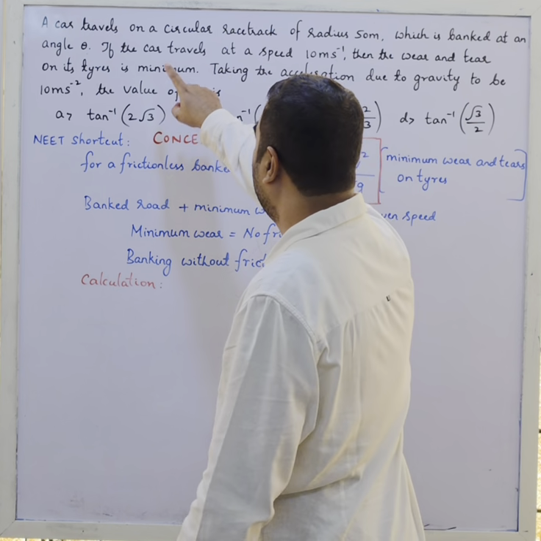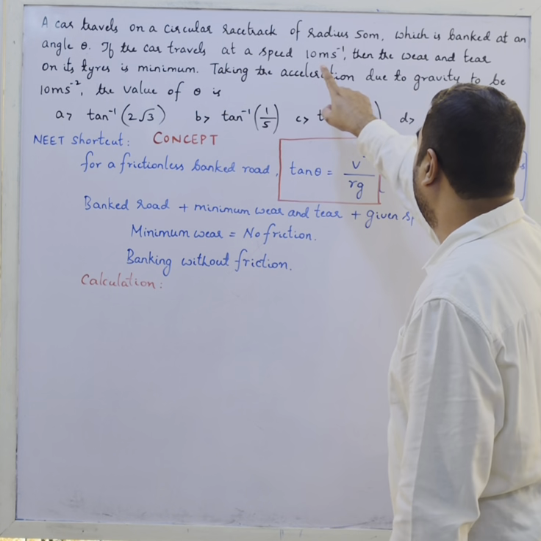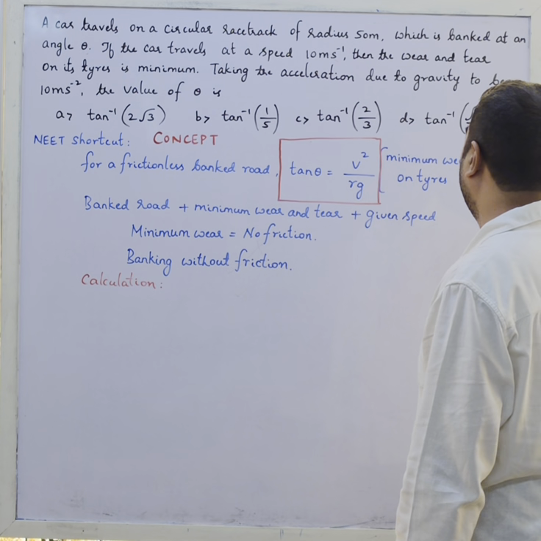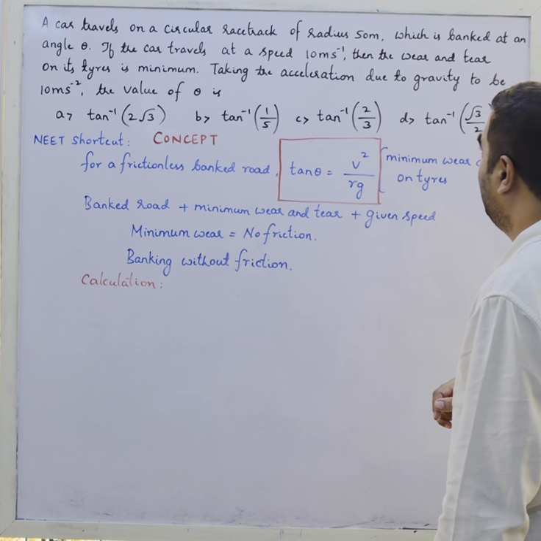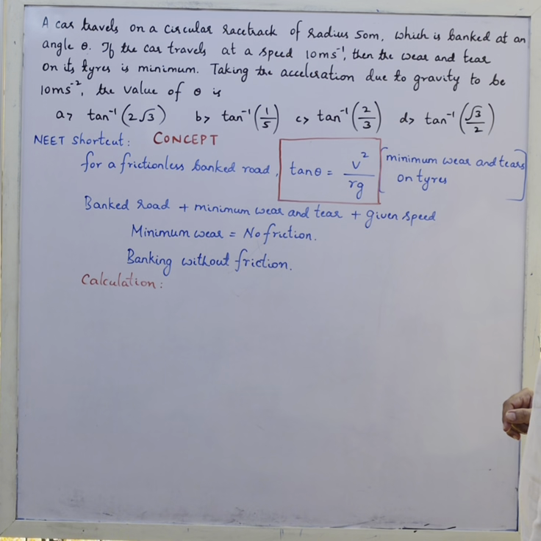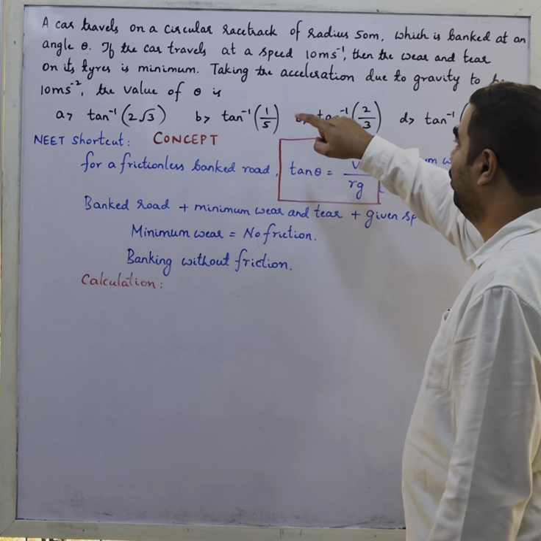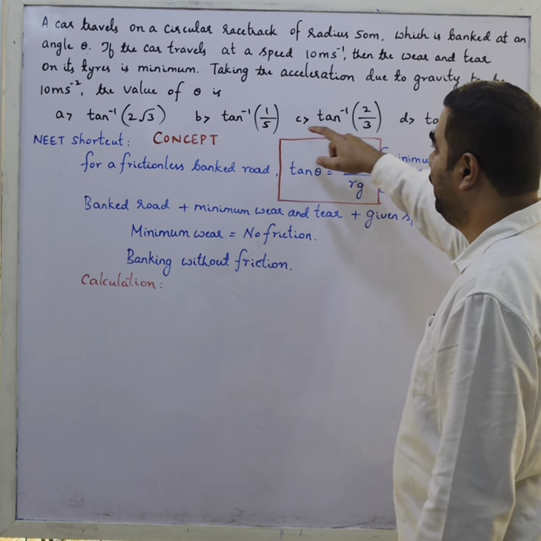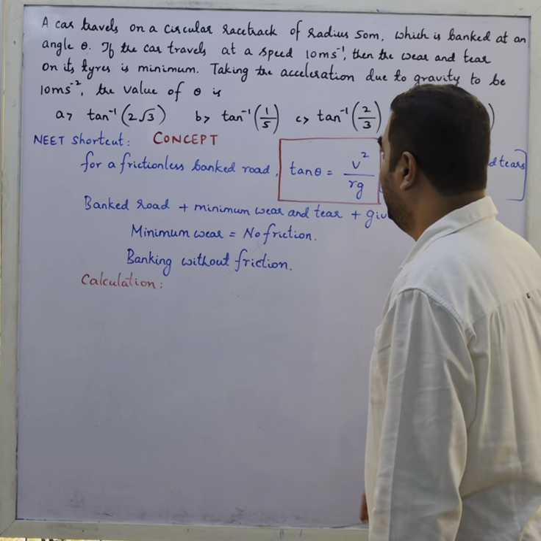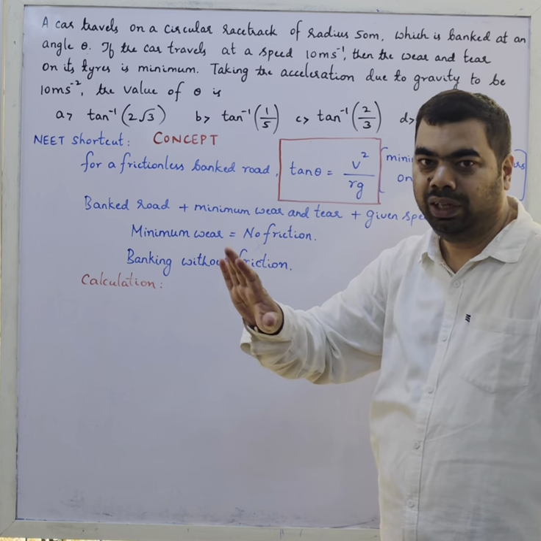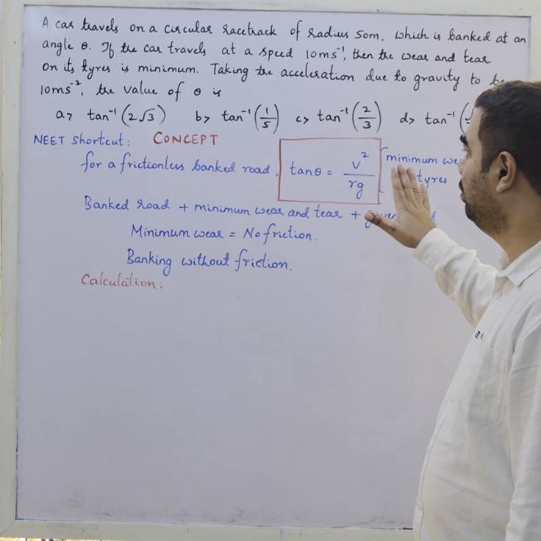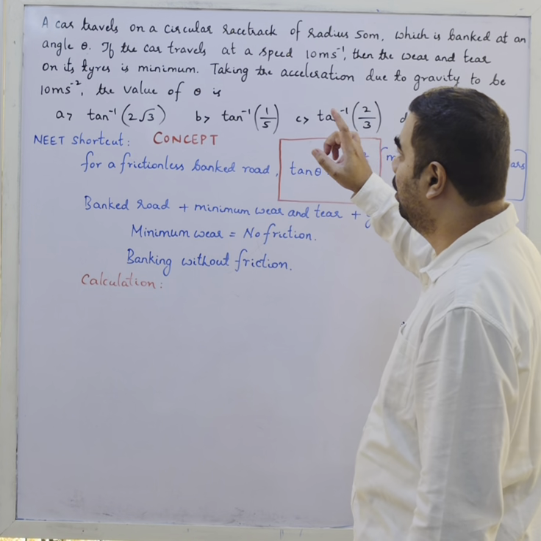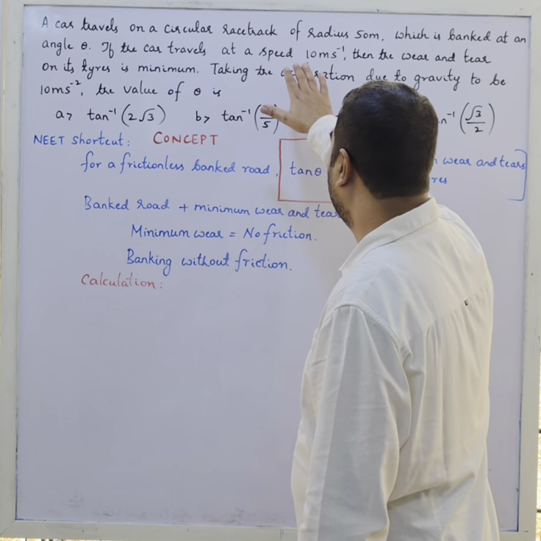The question is: a car travels on a circular racetrack of radius 50 meter which is banked at an angle theta. If the car travels at a speed of 10 meter per second, then the wear and tear on its tire is minimum. Taking the acceleration due to gravity to be 10 meter per second square, the value of theta is. Okay.